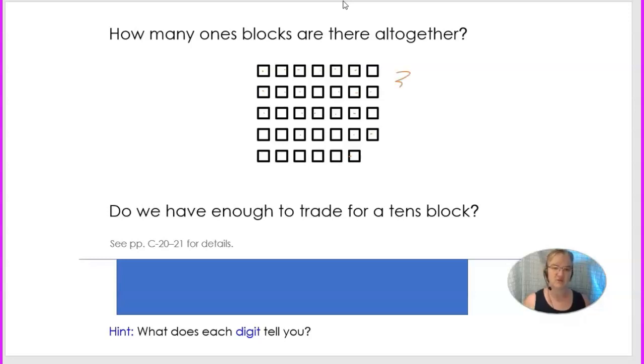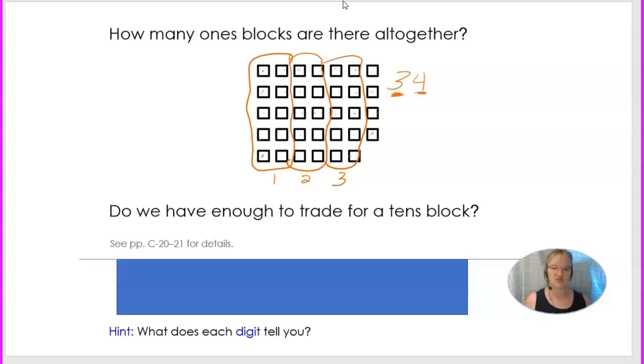So if we have 34 blocks, then it asks us at the bottom, do we have enough to trade for a tens block? What do you think? Can we put groups of 10 together? Well, let's see. We have 1, 2, 3, 4, 5 in each column. So what if I did this? There we would have a group of 10, right? How many groups of 10s would we have? Our next group of 10, and here's our next group of 10. So we can see we have 1, 2, 3 groups of 10 and 4 left over. So we have 3 10s and 4 1s.